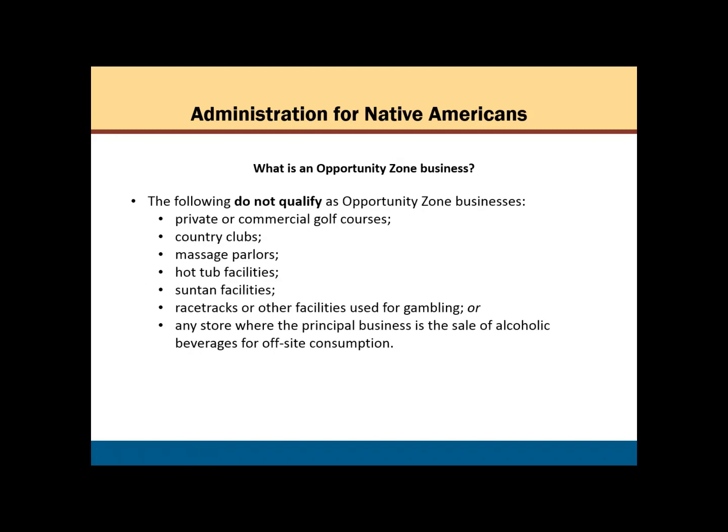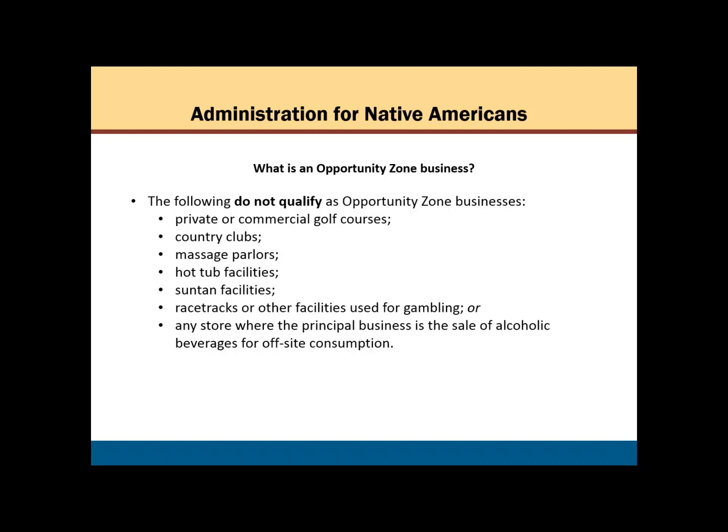Now there are some things that the business, this is for the opportunity zone businesses, there are some things that they can't be, and here's a list of them, and these are right in, I believe, the statute. I don't think they came from the regulations, so these can't change, and they speak for themselves. Private and commercial golf courses, country clubs, massage parlors, hot tubs, suntan facilities, racetracks, and any store where the principal business is the sale of alcoholic beverages for off-site consumption.